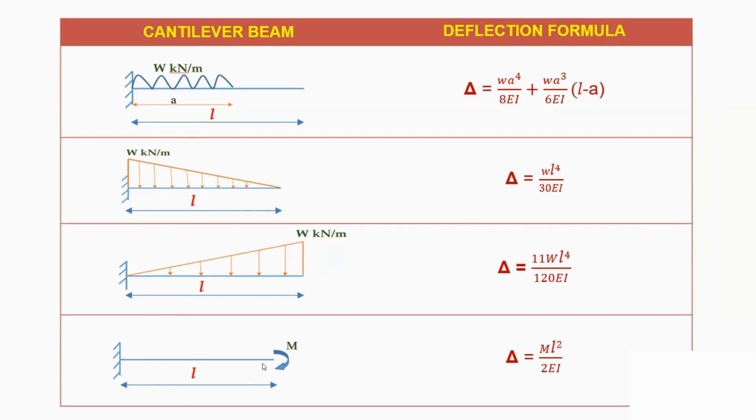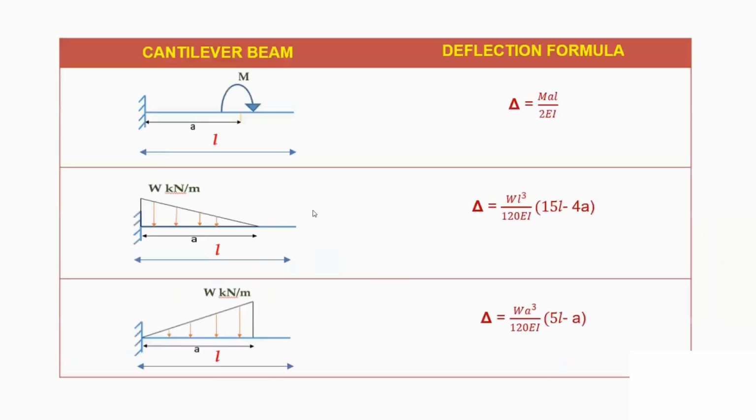Next, when we have a moment at the free end of the cantilever beam, the deflection at this free end will be equal to ML square by 2EI. Similarly, when we have a moment at some distance from the fixed support, the deflection at the free end will be equal to MAL by 2EI. Similarly, when we have a uniformly varying load up to some portion, the deflection at the free end will be equal to WL cube by 120EI into 15L minus 4A.